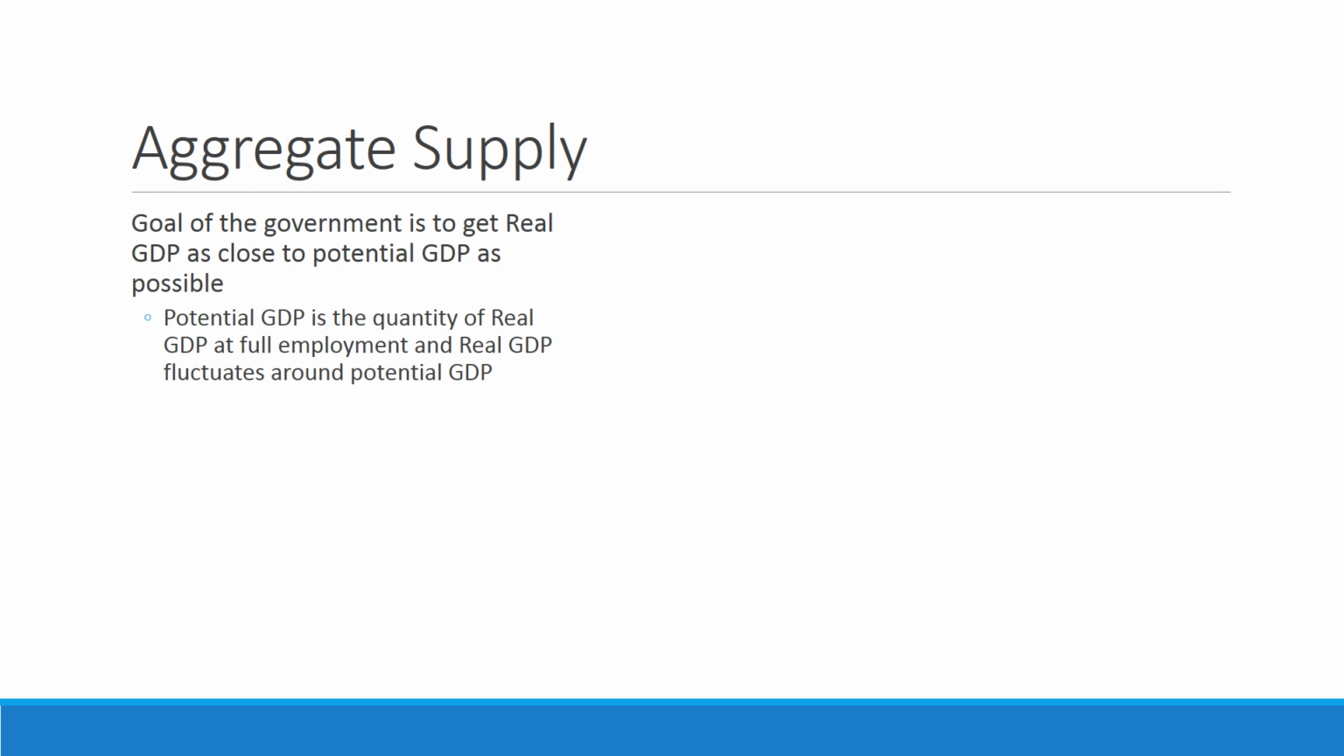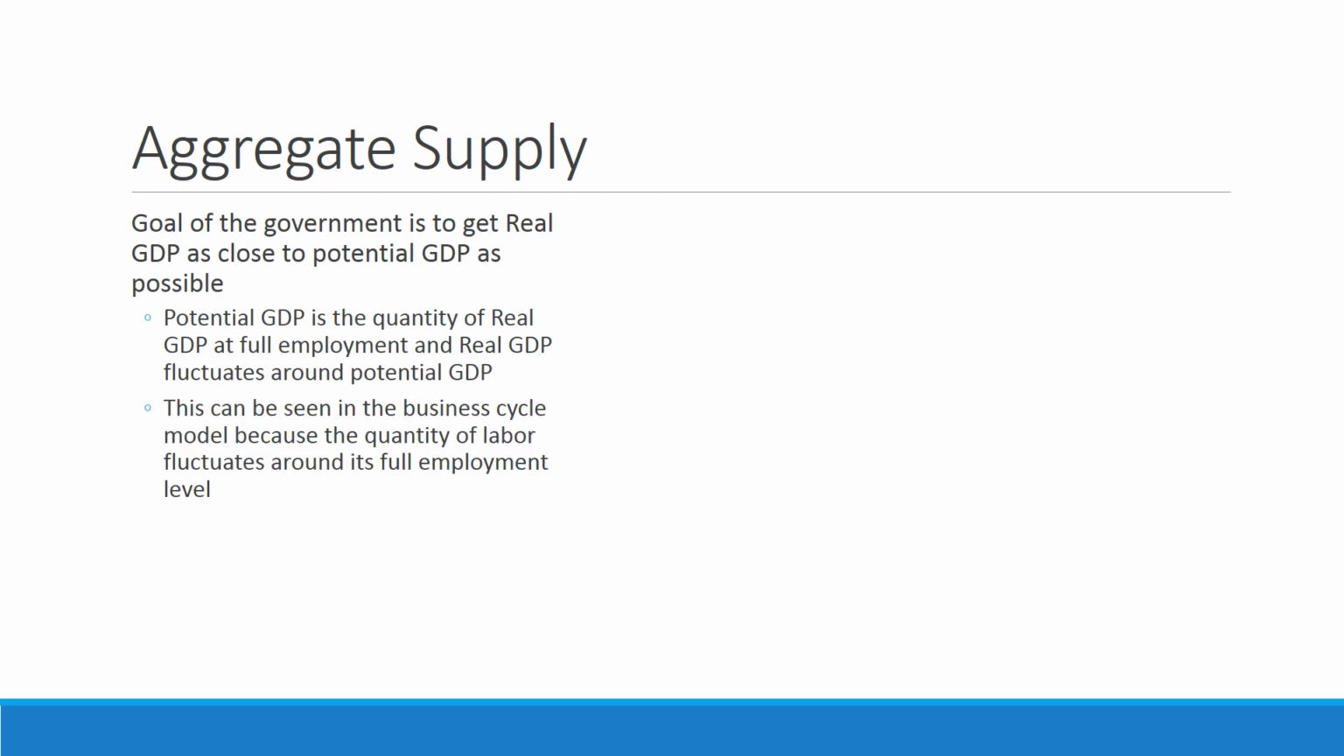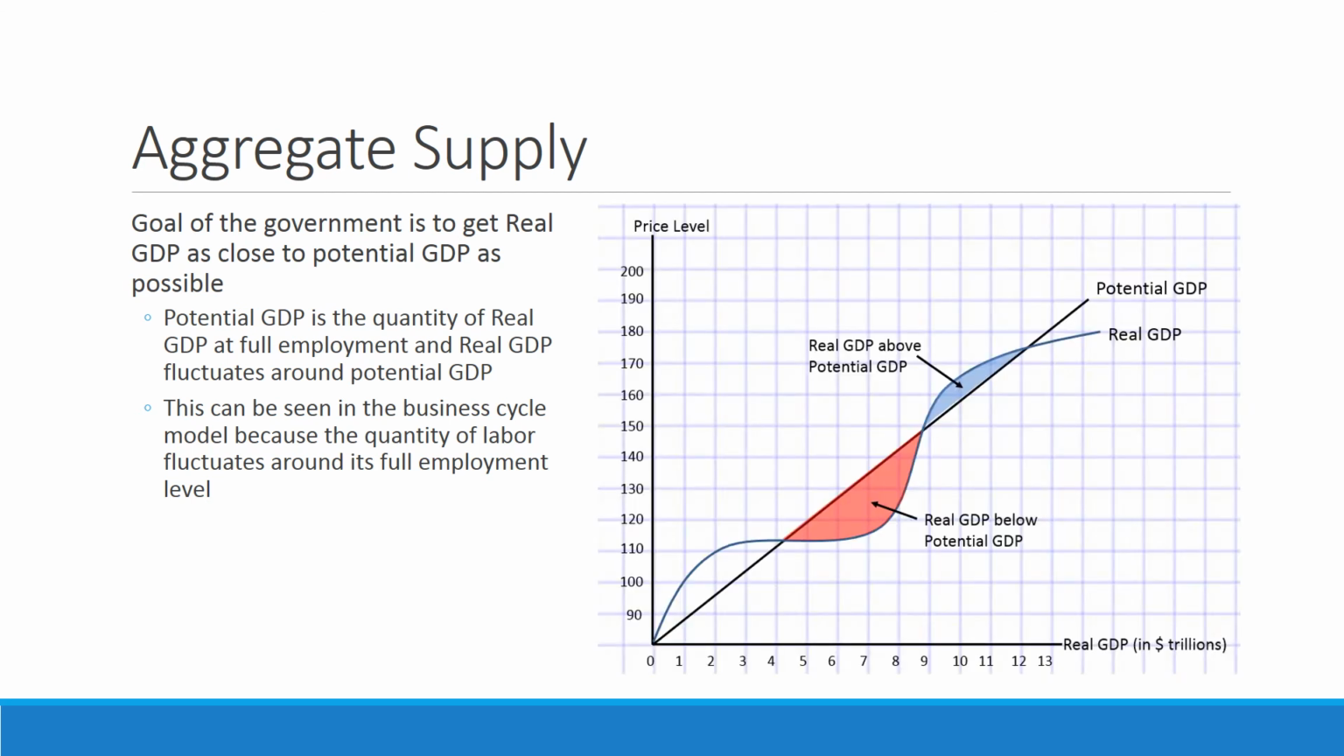It's going to decline. We can see this in the business cycle model because the quantity of labor fluctuates around its full employment level. But I'm going to give you a different one that we've been looking at. This is a little more detailed. So when we look at it here, we look at a business cycle. You'll notice what's really easy to understand here.